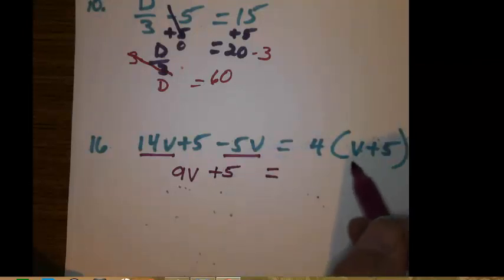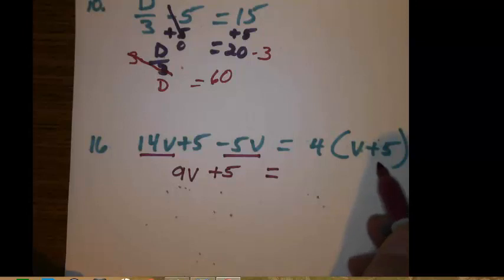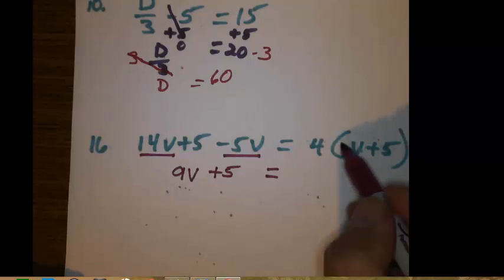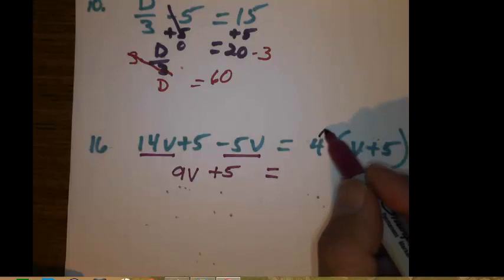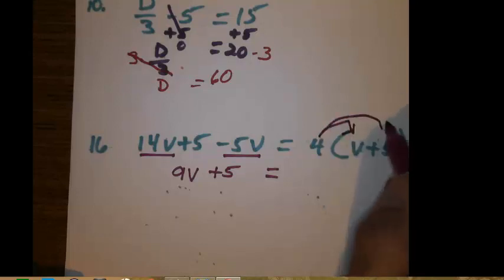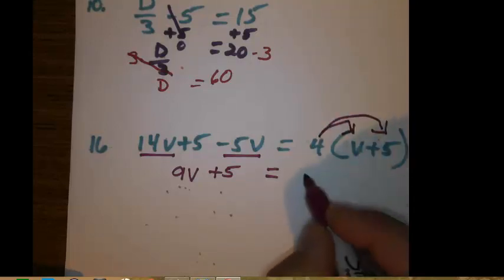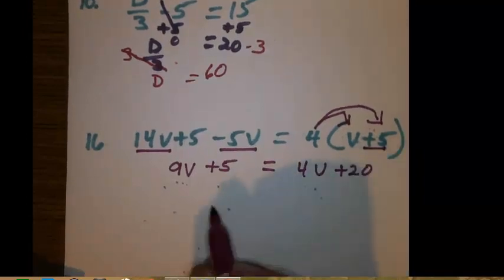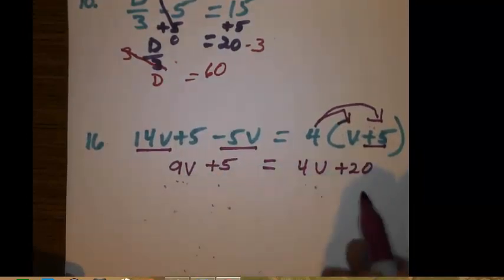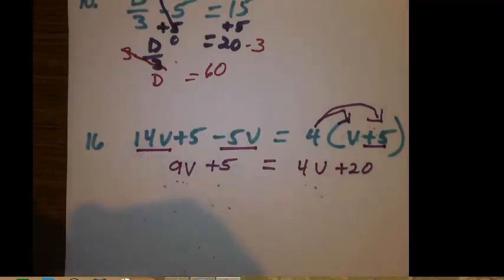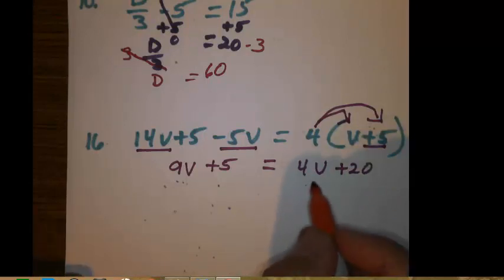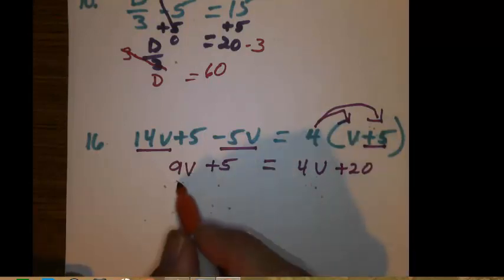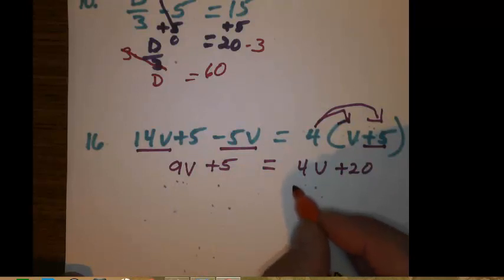So remember, when we have a quantity or numbers or variables inside a bracket, I need to multiply them by everything on the outside of a bracket. So I'm going to multiply 4 times the v, and I'm going to multiply 4 times the 5. So 4 times v is 4v. 4 times a positive 5 is going to give me positive 20. So I'm still not solved because I have variables and whole numbers, variables and whole numbers. So I need to get all the variables on one side and all the whole numbers on the other. So I'm going to choose, don't have to do it this way, but I'm going to choose to put the variables over here. So in order to do that, I'm going to subtract.